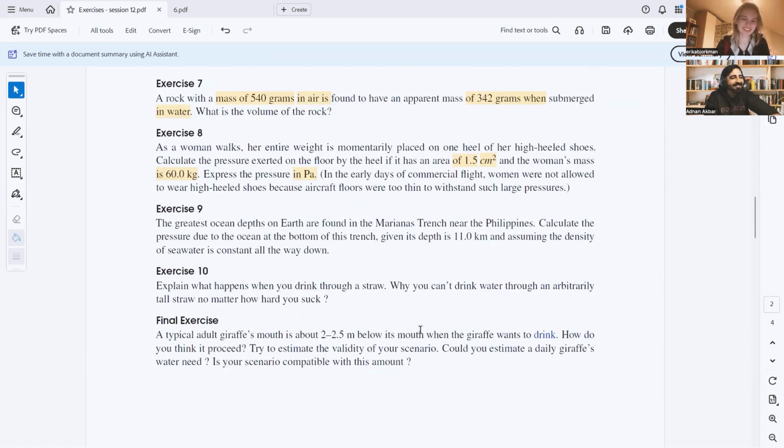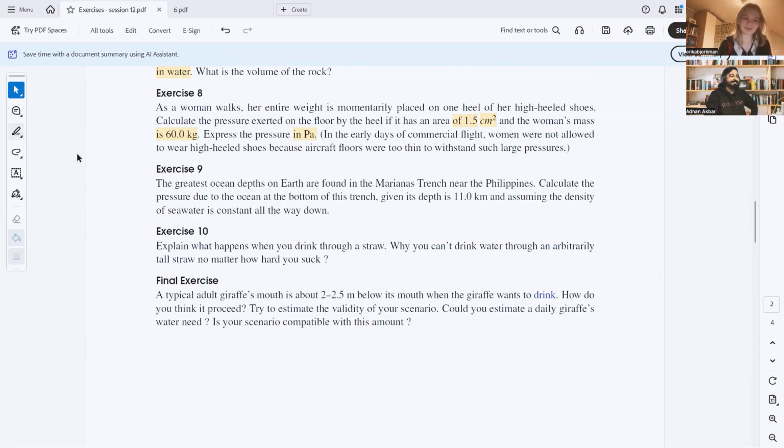Okay, so we have question number 9. The greatest ocean depth on the earth is found in the Marianas Trench near the Philippines. Calculate the pressure due to the ocean at the bottom of this trench. We have to calculate the pressure at the bottom of this trench whose depth is 11 kilometers. Assume the density of the seawater is constant all the way down.